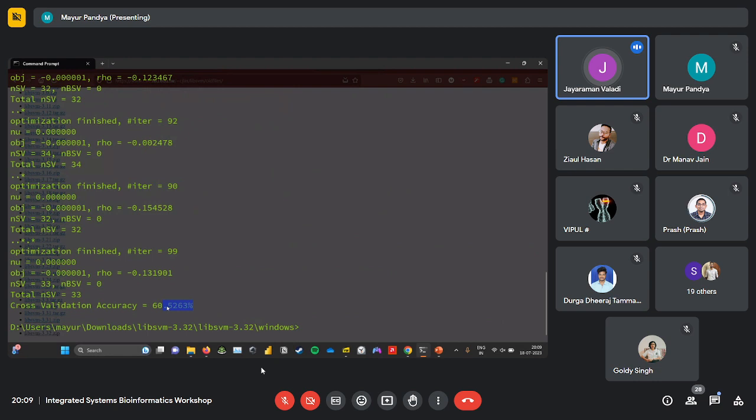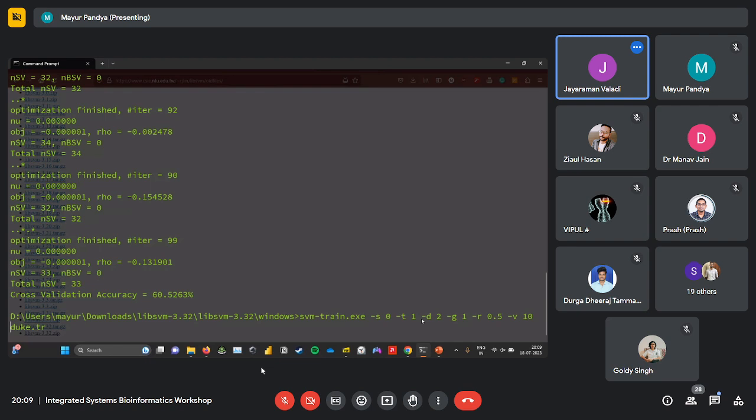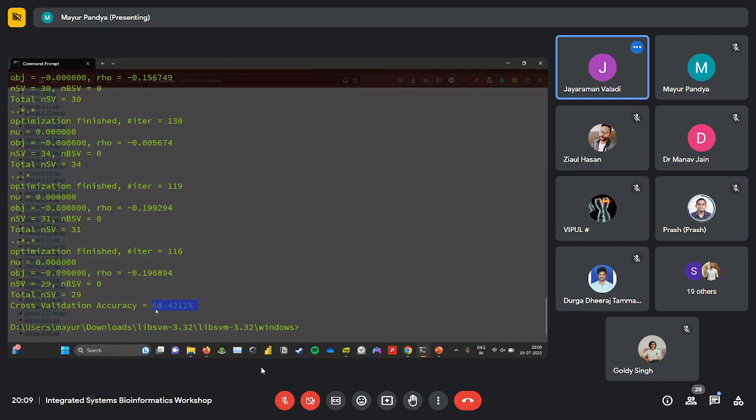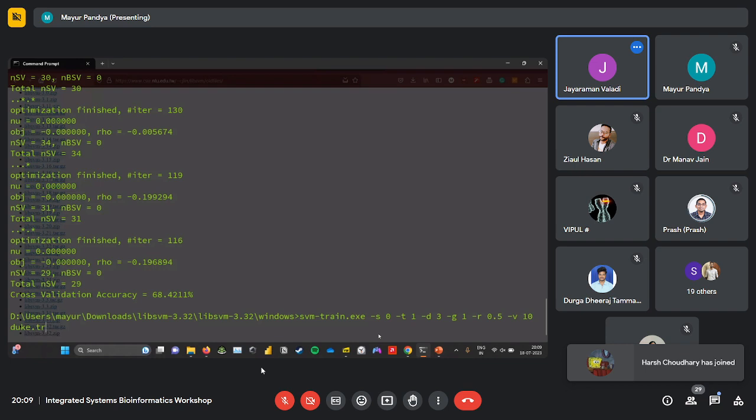So it gives you 60% accuracy. Let us try to change the parameters of this kernel. Go back and slightly change the parameters. Put minus D equal to 3, see what happens. Run. It has increased a little more. Let us change another parameter. Put G as 2. Run. So it's not changing. It's similar.